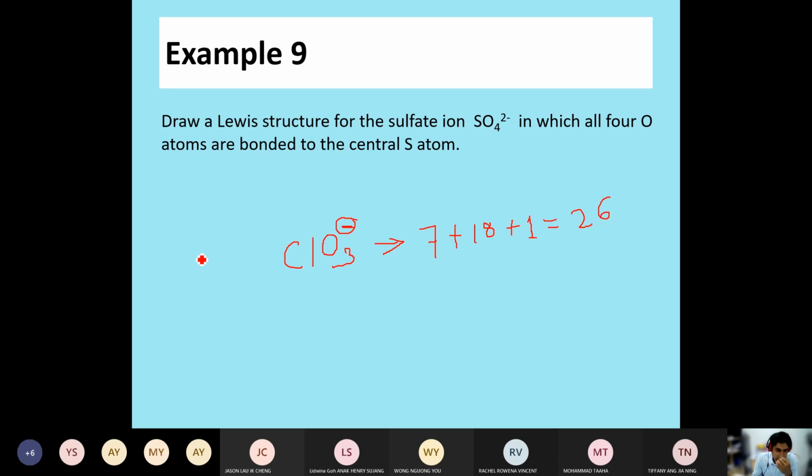This ion should have 26 electrons altogether, and oxygen is more electronegative than chlorine, so I put the 3 oxygens around and make 1, 1, 1 bonds. Right, and what else? We have to fill up the octet for all the oxygens like this.